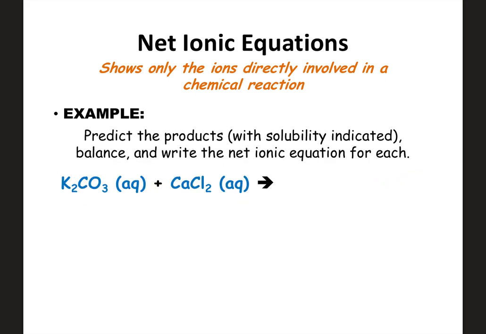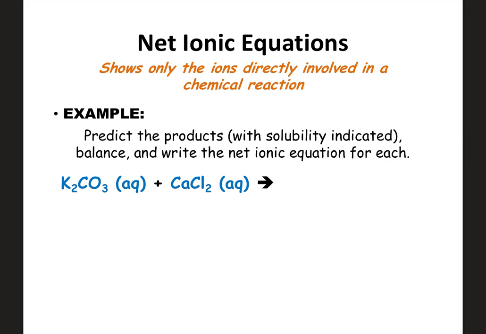We're going to try another example here. For this one, they gave us the reactants, and they told us whether they're aqueous or solid. So they went through and used the solubility rules. We have to predict the products here. The first thing I have to do is look at the reactants and figure out what type of reaction this is going to be.